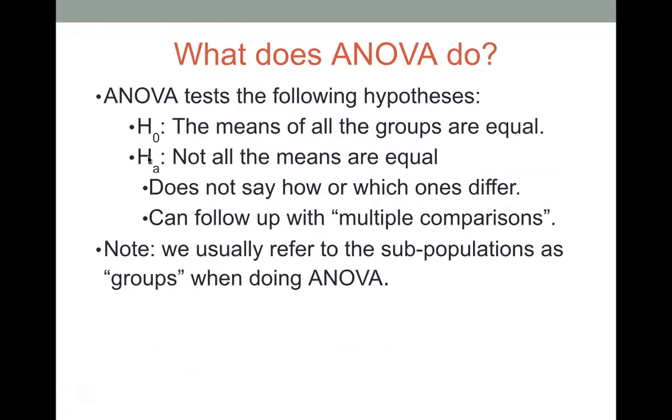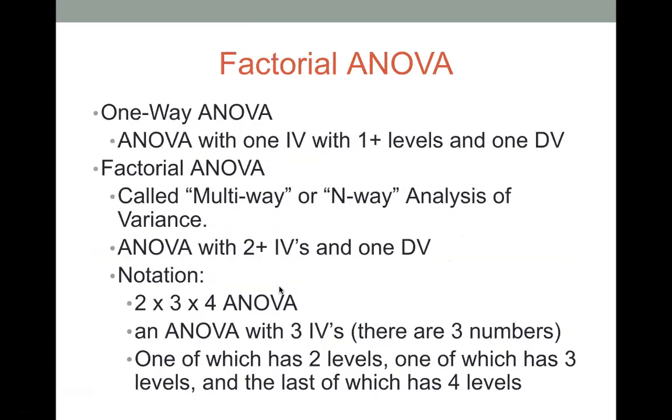Okay, analysis of variance. ANOVA tests the following hypothesis: the means of all the groups are equal. Usually, the focus is on the null hypothesis. The alternative hypothesis is that not all the means are equal. So it does not say how or which of the groups differ. You can do follow-up multiple comparisons, post hoc tests. Note that we usually refer to subpopulations as groups when you are doing ANOVA.